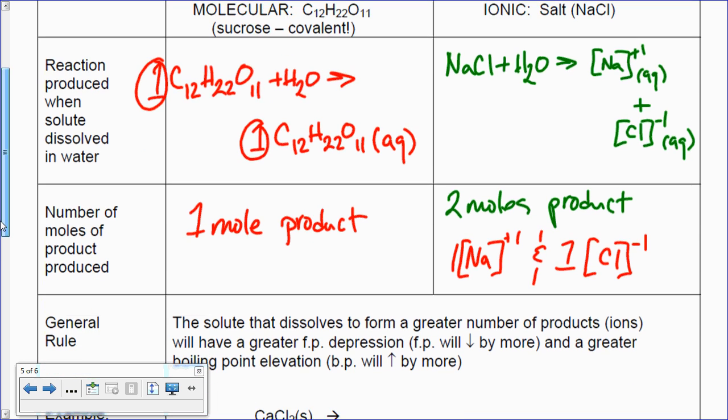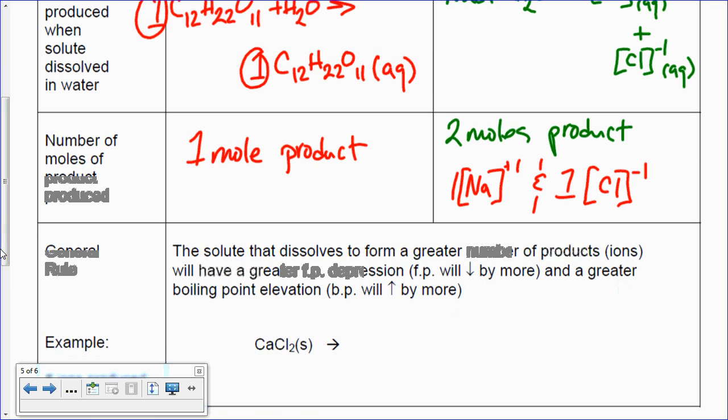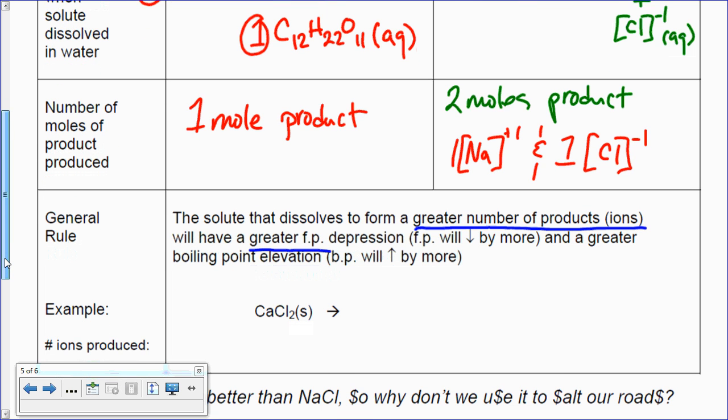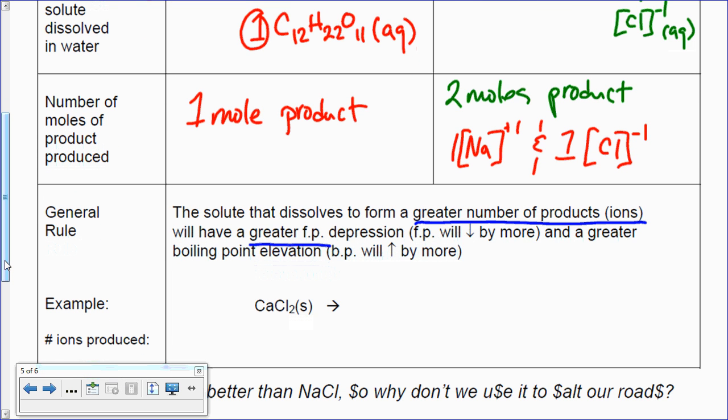Now, why does this all work? Well, the solute that dissolves to form a greater number of products or ions will have a greater effect on the freezing point because there's more things to run interference. Remembering back to that original picture I drew with the blue and the black and the red dots, when you add the solute, the water gloms on around it. The more ions that get released from the solute, the more water molecules that get interfered with.